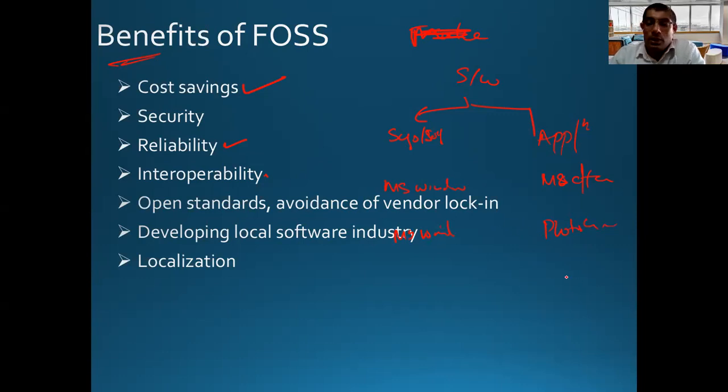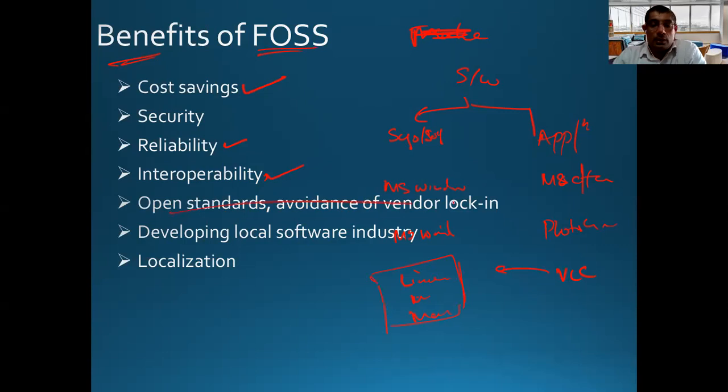It need not be, because now you can see VLC player. If you have a Linux machine, it will be running. If you have a Windows machine, it will be running. If you have a Mac machine, it is running. So it need not be from any specific system software for application software to work. But today, interoperability is not there. But when you go for FOSS, interoperability is always there, right?